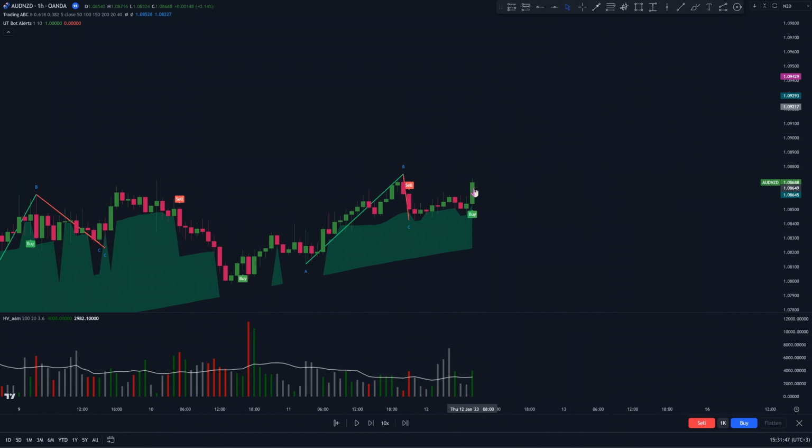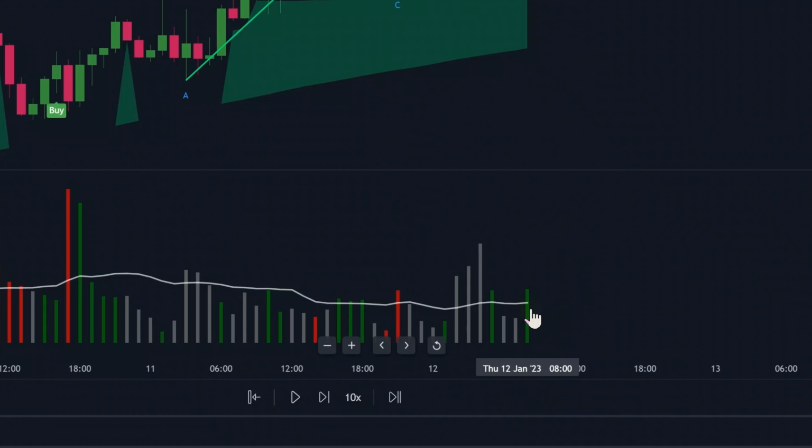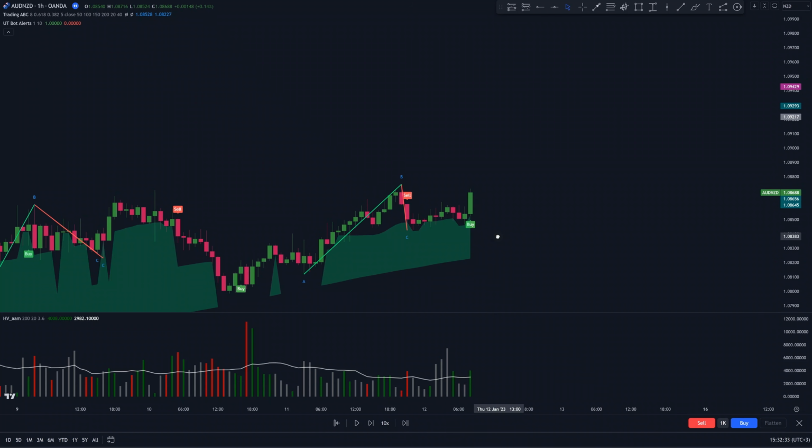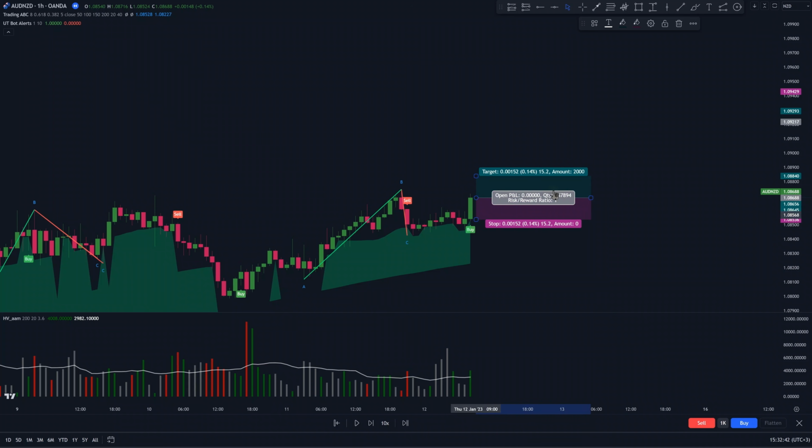This now becomes our entry candle. As a last confirmation, we want to make sure that this candle has enough momentum and volume to push the price all the way to take profit. To confirm that, we just make sure that this last volume bar of the Hawkeye volume is colored green, and it should also be above this white moving average. All our entry conditions are met on this candle, so we're going to enter a long trade here.